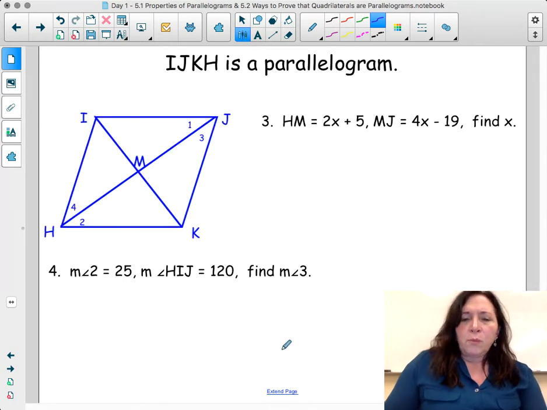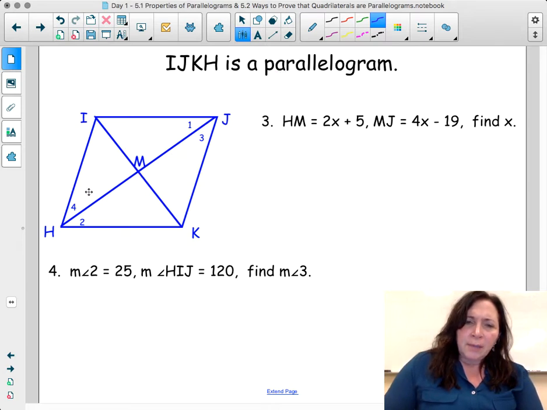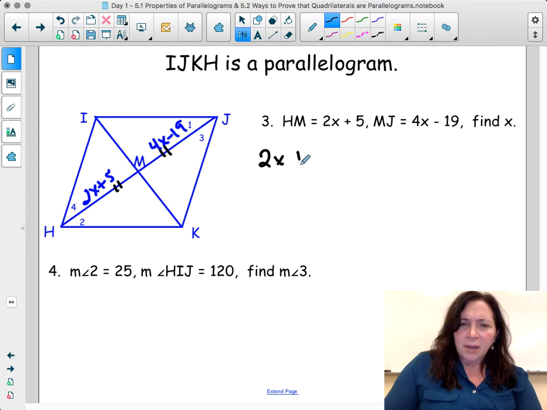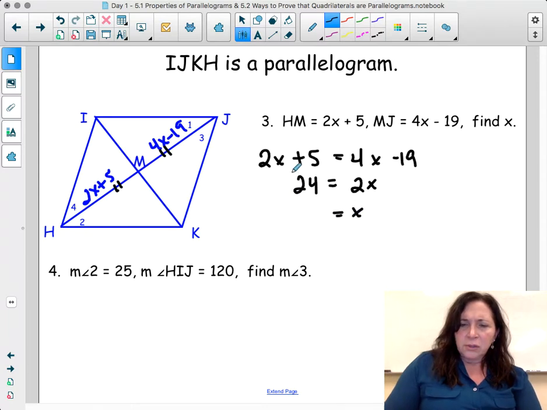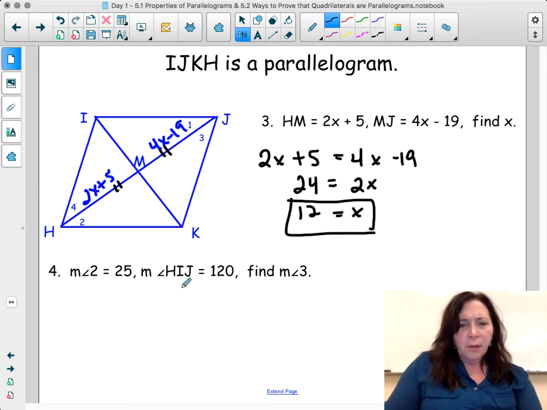Another example, we have 8. Now, if this is a parallelogram, then HM, we have that as 2x plus 5, and this is 4x minus 19. Well, if it's a parallelogram, then the diagonals bisect each other. So I can say that 2x plus 5 is equal to 4x minus 19. I'm going to subtract 2x. I get 2x equals, add 19, I get 24. So x is equal to 12. And I just want you to find x.